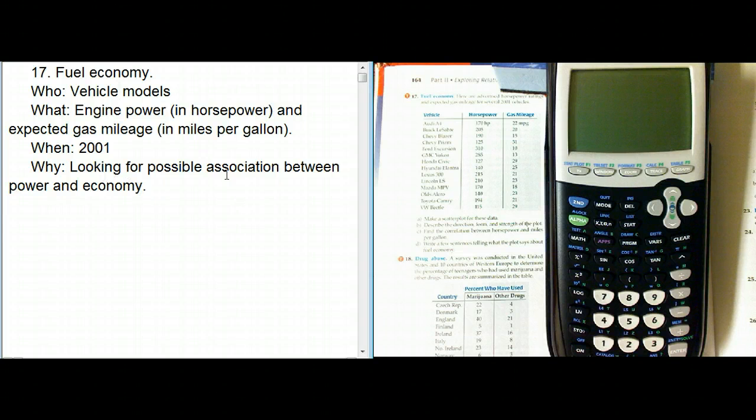And we're looking for a possible association between power and economy. If you have a more powerful car, is it going to get better or worse gas mileage? Is there association of any kind, and is there a simple linear correlation? And we'll think about that.